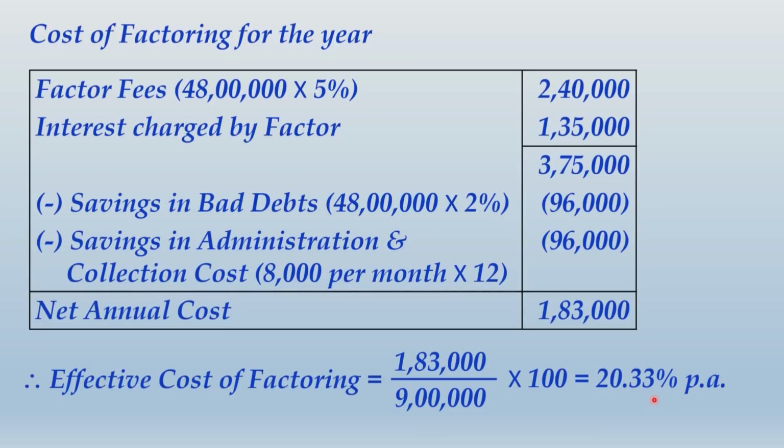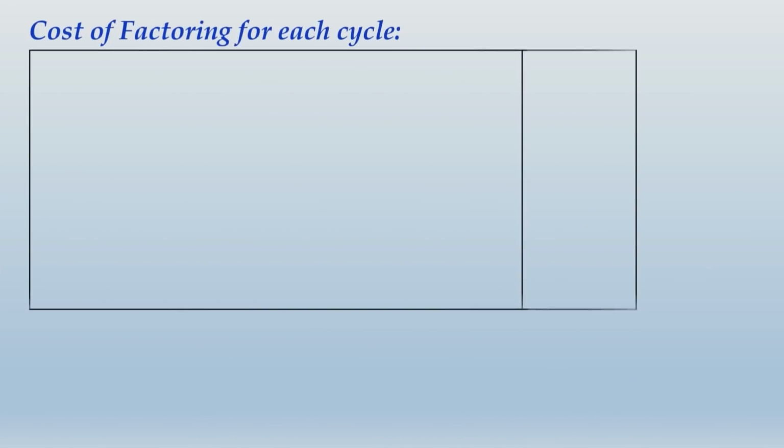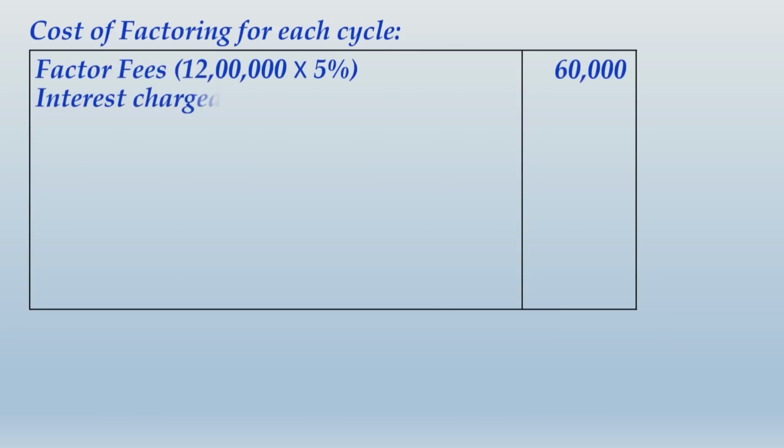So one important point for you to understand: the base of calculation will always be the amount advanced by factor, and that will be a common base whether you are calculating factoring cost for the cycle or for the year. However, the numerator will change depending upon for what period you are computing the factoring cost. So if you would want to present the solution on an alternative basis, I will just show you calculations in terms of each cycle. So for each cycle, factor fees will be 5% of 12 lakhs.